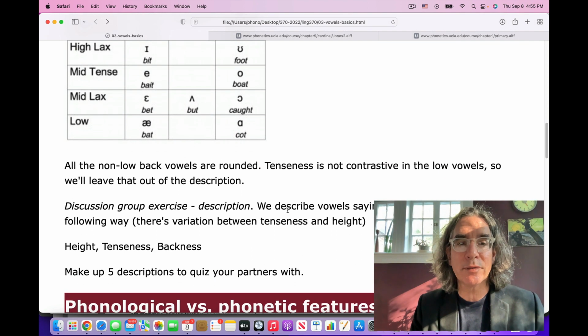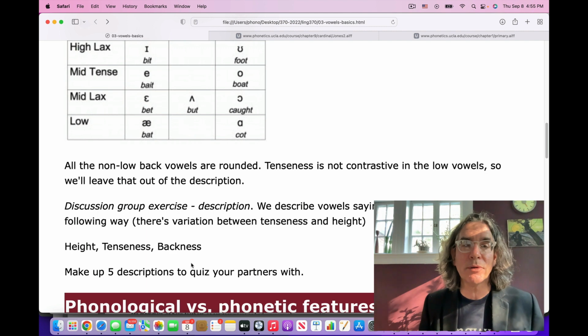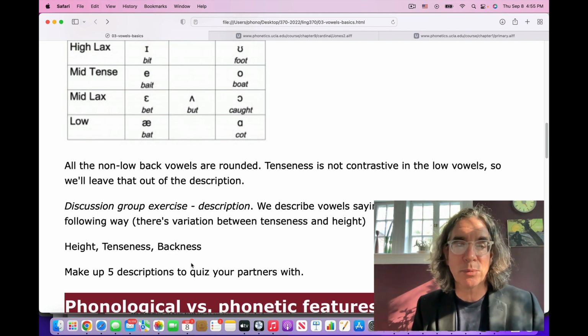So once again, in the discussion group, this will be for the third week discussion group, we'll do a description exercise, practicing describing vowels, saying the features in the following way. This is the standard order: height, then tenseness, and then backness. And again, I'd like you to make up 5 descriptions to quiz your partners with, and then test one another in whether you can come up with the transcription and the description.